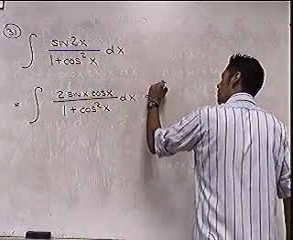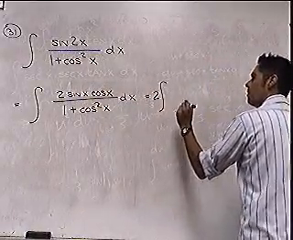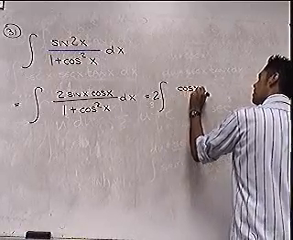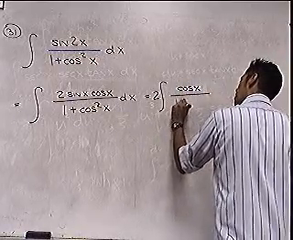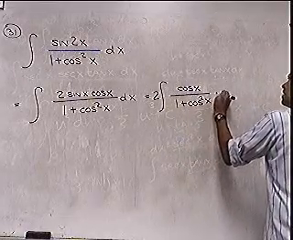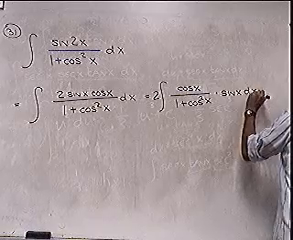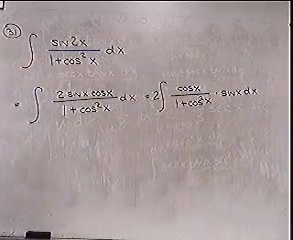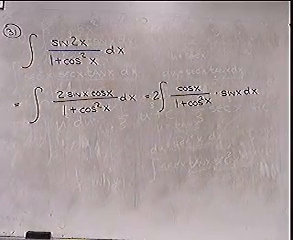Let me go and rewrite the integral. 2 is going to come out. I'm going to put the cosine x here over 1 plus cosine squared x. And then I'm going to say times sine x dx. Does everyone agree that's the same problem? Any questions on what I did?